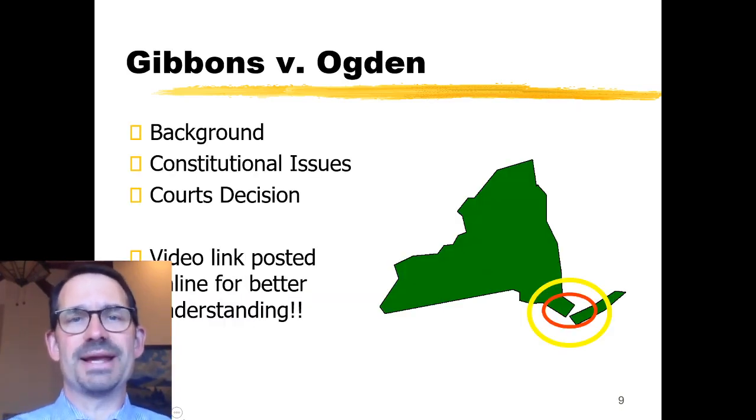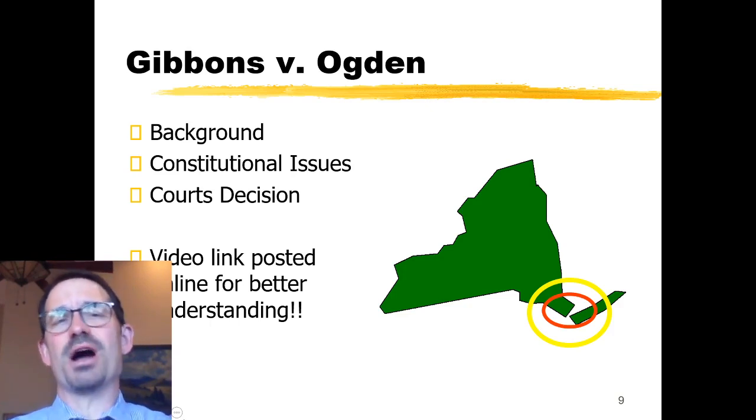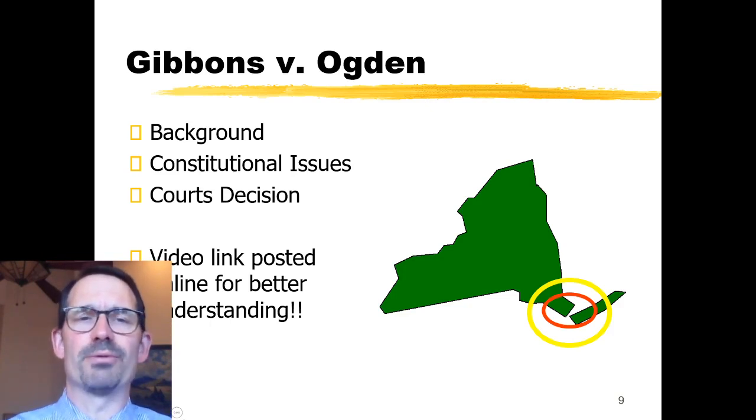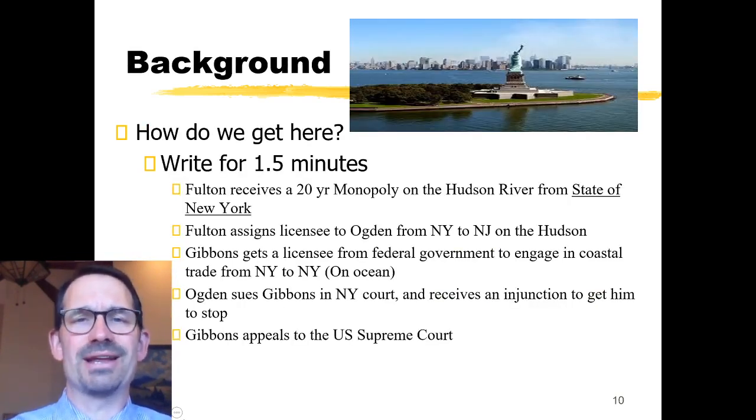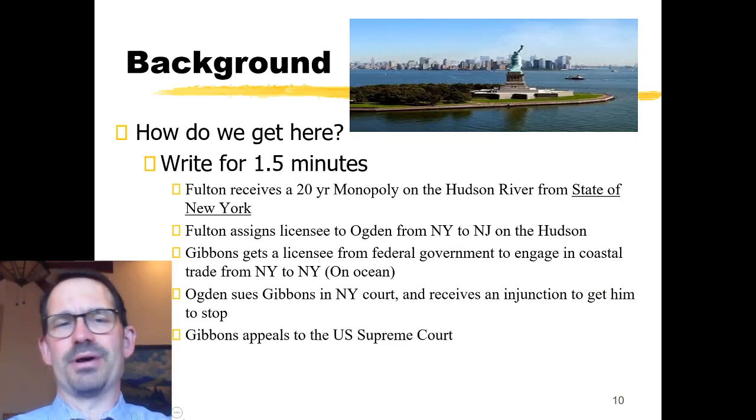Second case, Gibbons v. Ogden. This one's real easy because we've talked about interstate commerce. Think of the tape on the floor. You guys should have watched the video already. Here we go. How do we get here? Fulton gets this monopoly on the Hudson River. He gives it to Ogden.